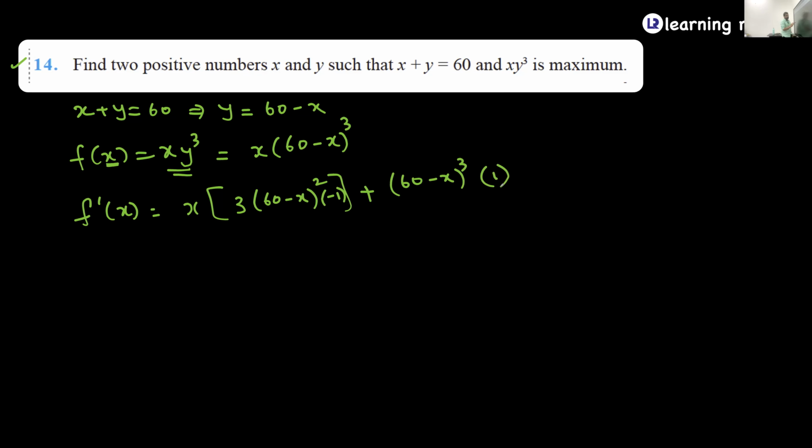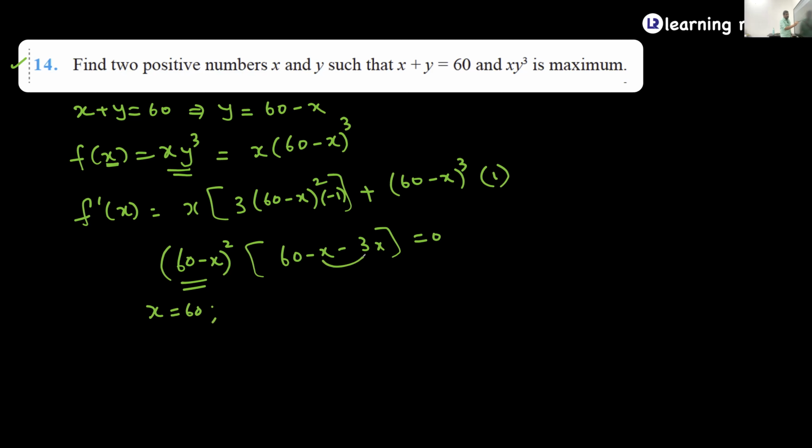Okay, so what is common among both? 60 minus x the whole square into, this is 60 minus x minus 3x. So this is 60 minus x minus 3x. Correct? Minus 3 into x. This is equal to 0. So 60 minus x the whole square can be equal to 0. If that is the case, you will get the value of x as 60.